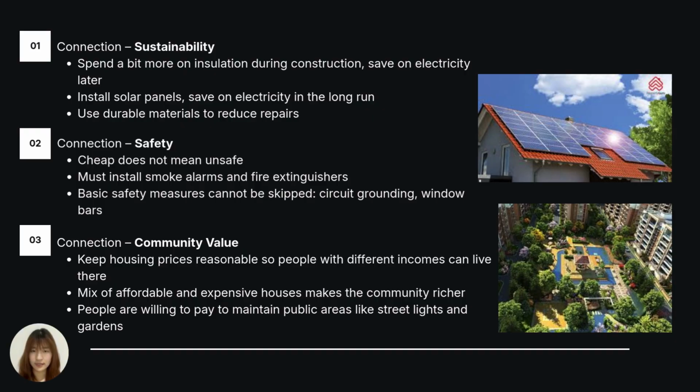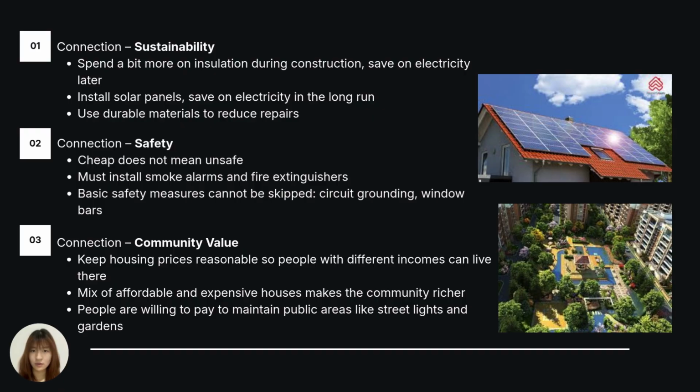Now, linked to sustainability. Sustainability can also save money. For example, spend a little more on insulation during construction, then save on electricity for AC. Install solar panels: high initial cost, but almost zero electricity bill after a few years.